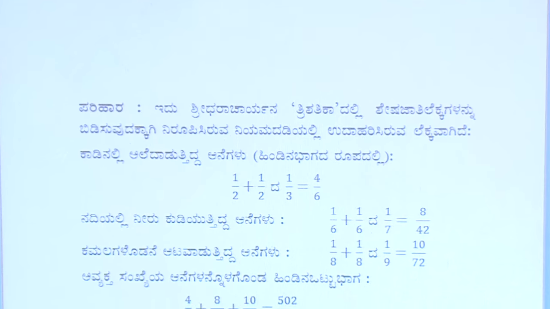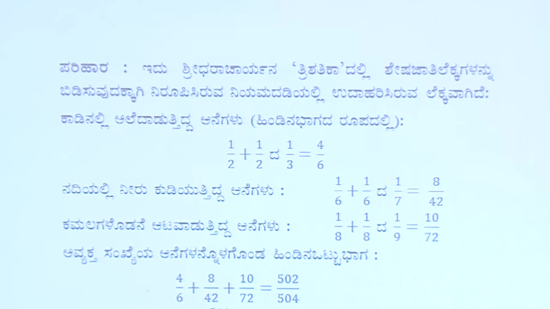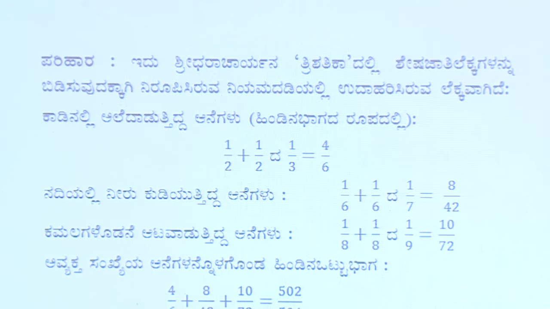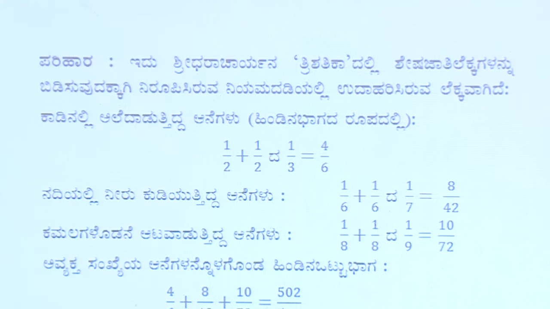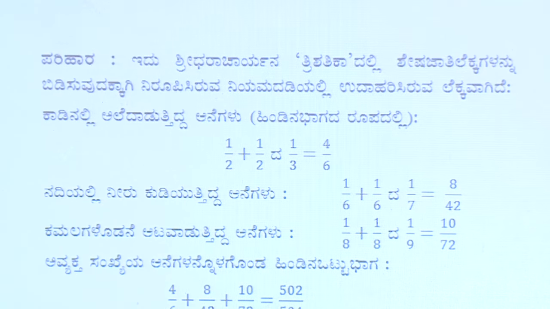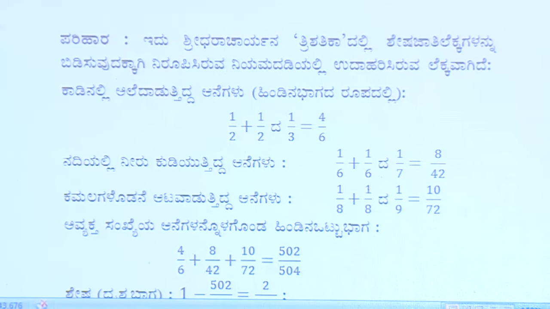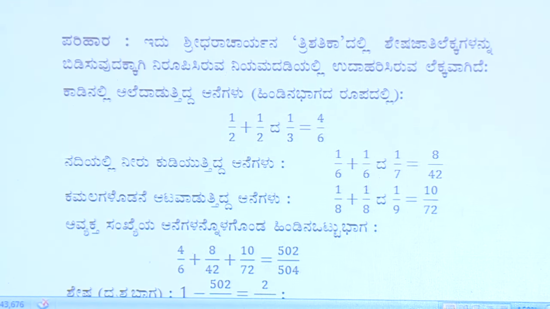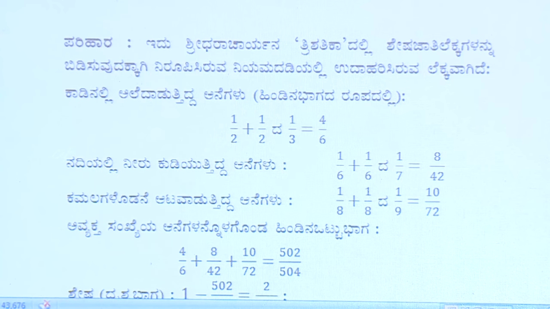Half together with its one third. So 1/2 plus one third of half. In Kannada, it is the reverse process. I'll explain in English. The process is reversed: one third of half. Next, half plus one third of half will be 4/6.